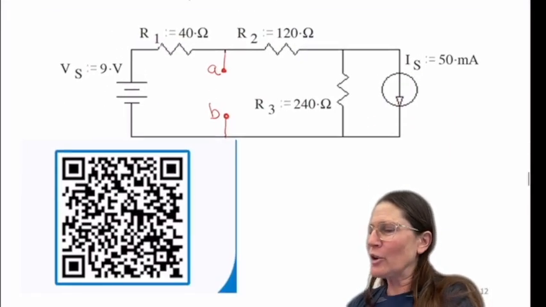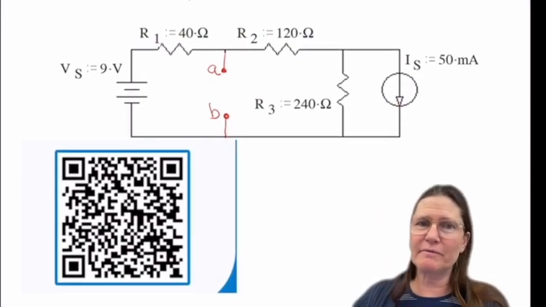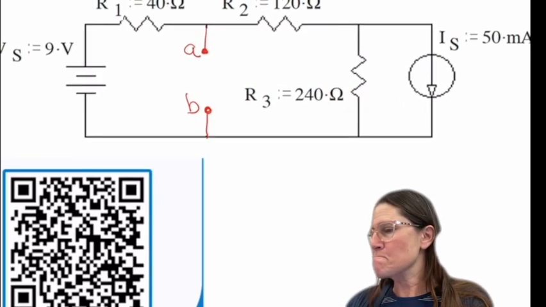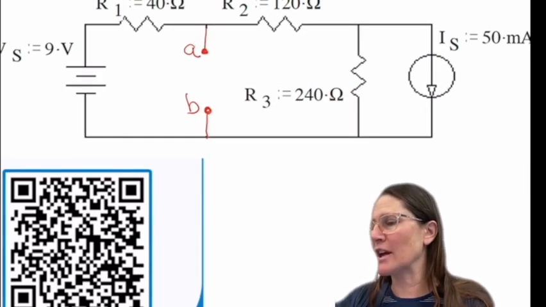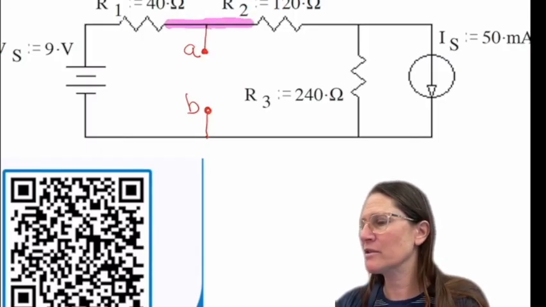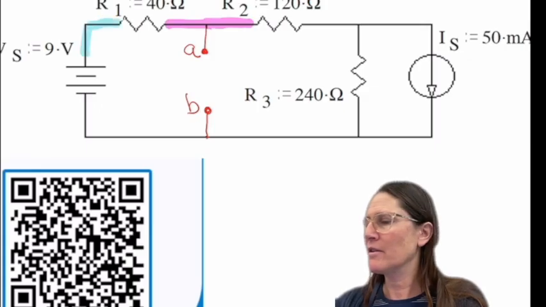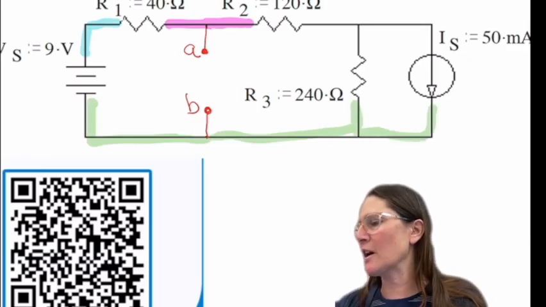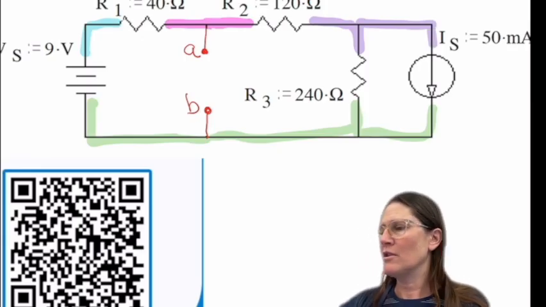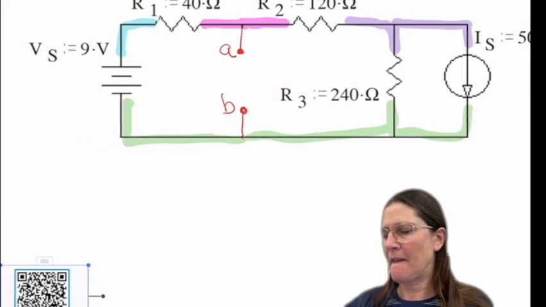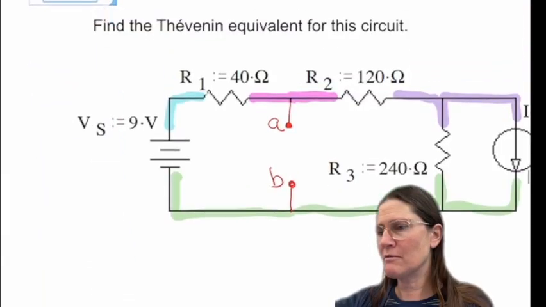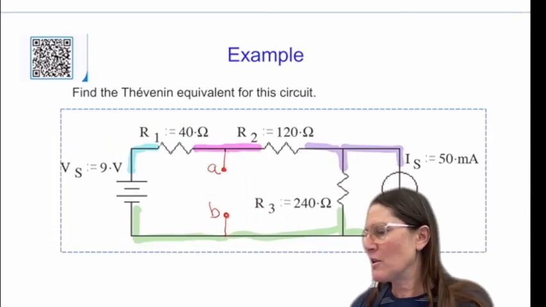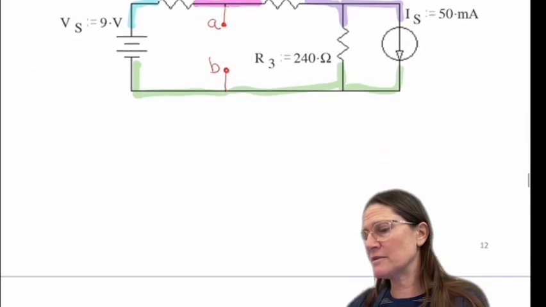Okay, so there's two different ways of solving this. Either method is going to be fine. So first off, I'm going to highlight the nodes. I'm going to start with finding RTH. So with RTH, I'm going to remove the sources.